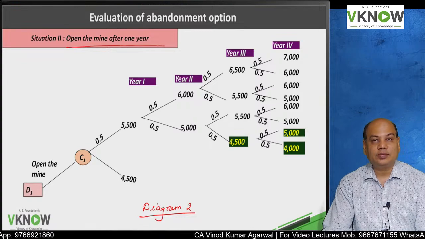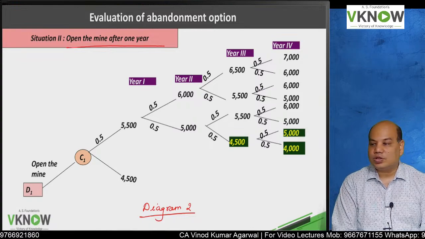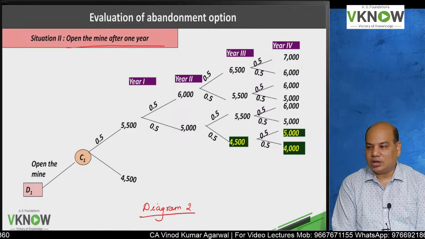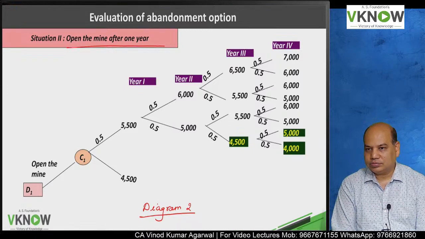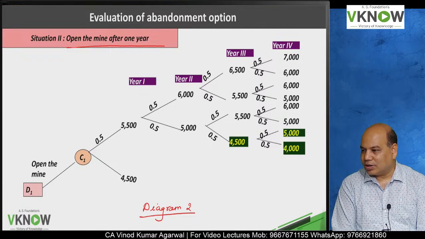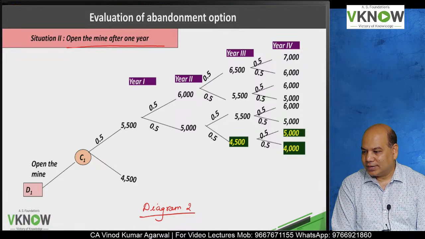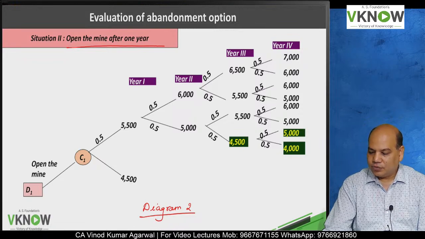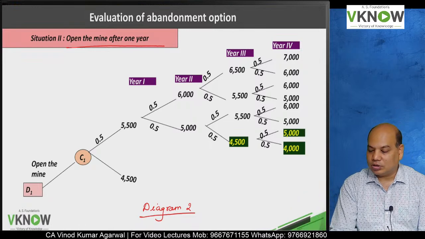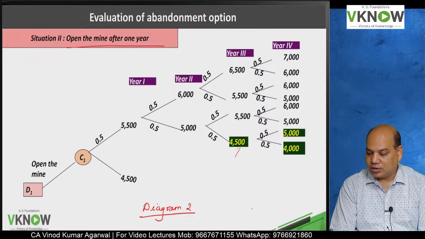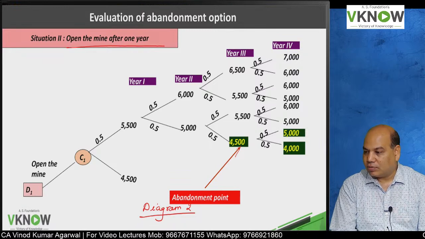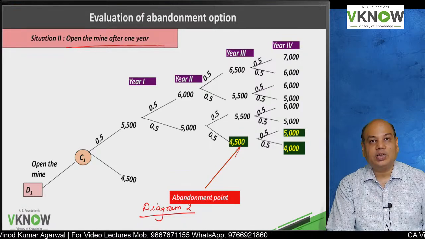Look at the diagram and tell me which is the abandonment point. Can you mark the abandonment point? That is, if you continue beyond that, there is certainly going to be loss. This point, you are right. One student said 4,500. Write down 4,500 is the abandonment point.